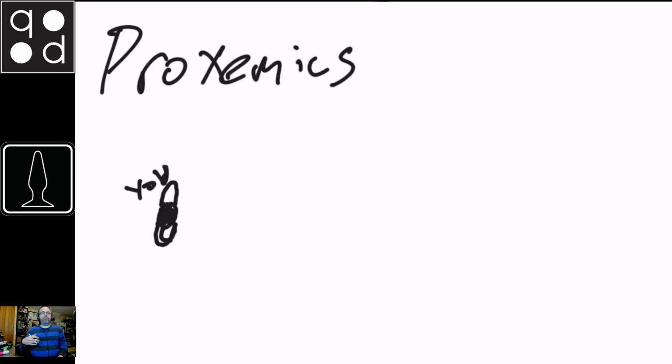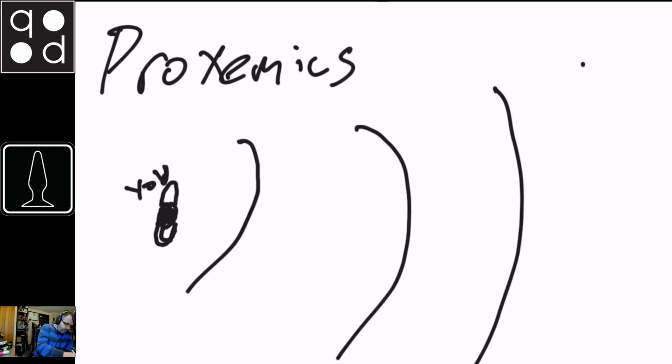You have different sort of areas that other people can come into. Within, let's see here, 3 and 4.